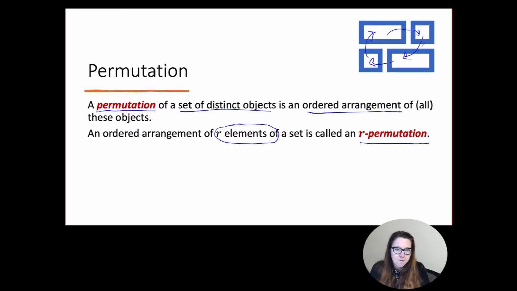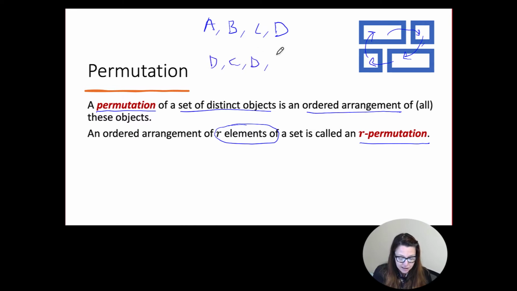set. So if, for instance, I started with the set A, the ordering A, B, C, D, then a permutation of that would be if I reverse that. So D, C, B, A.